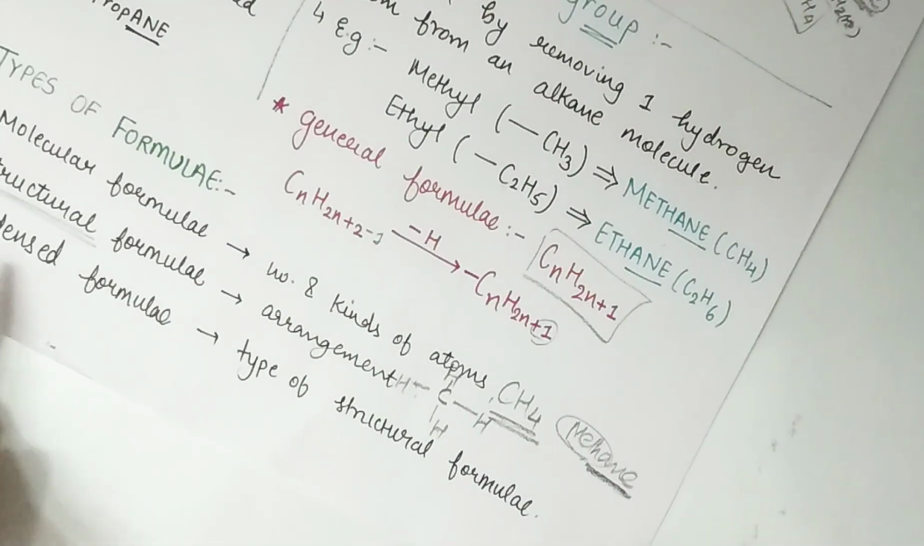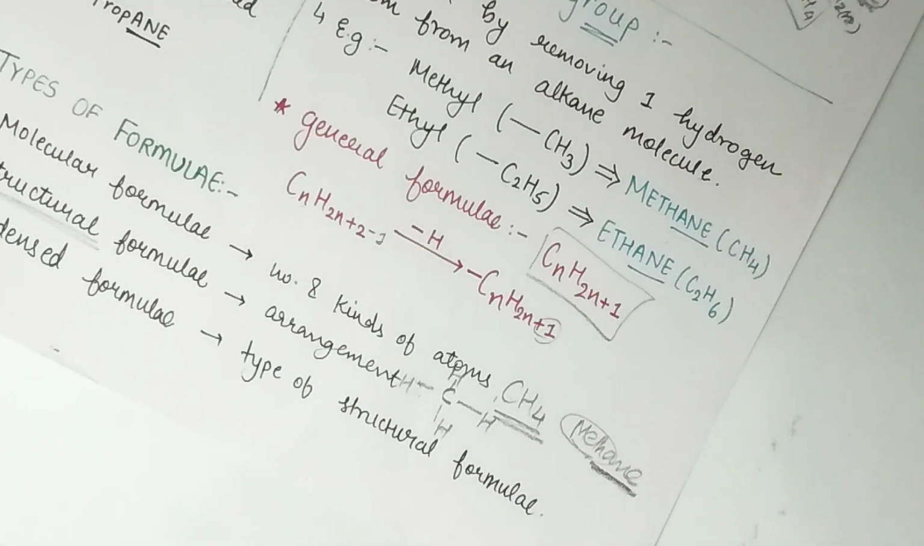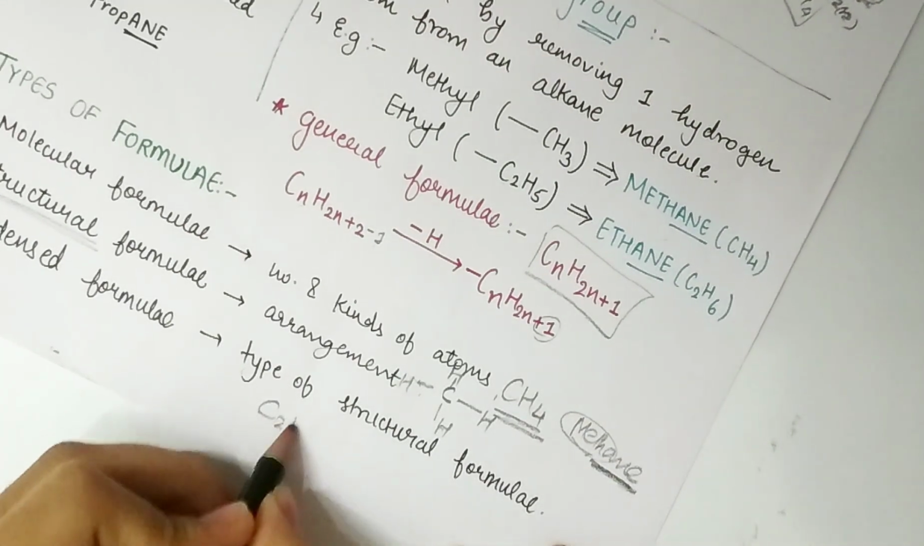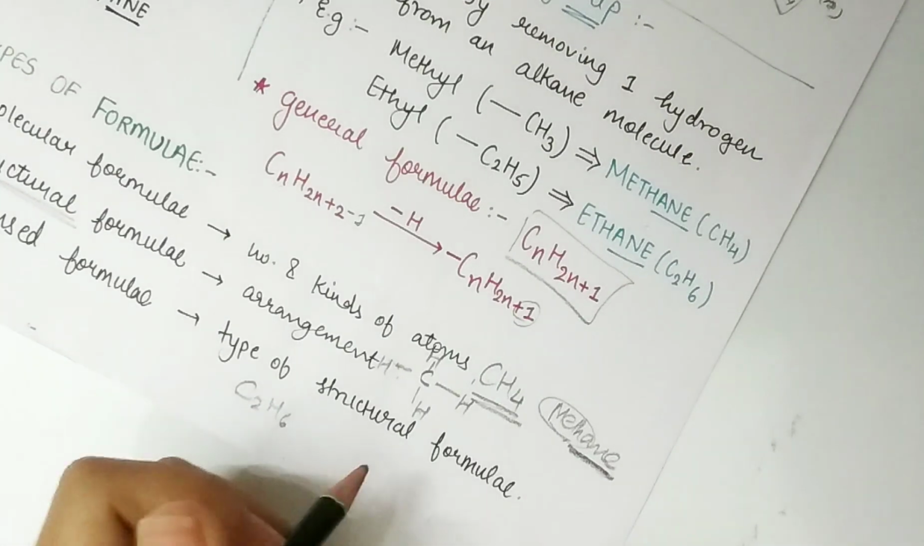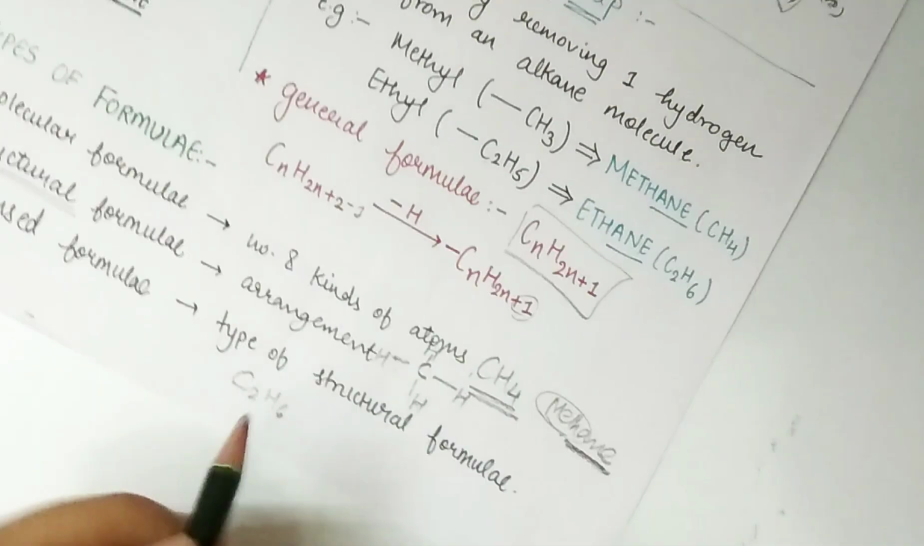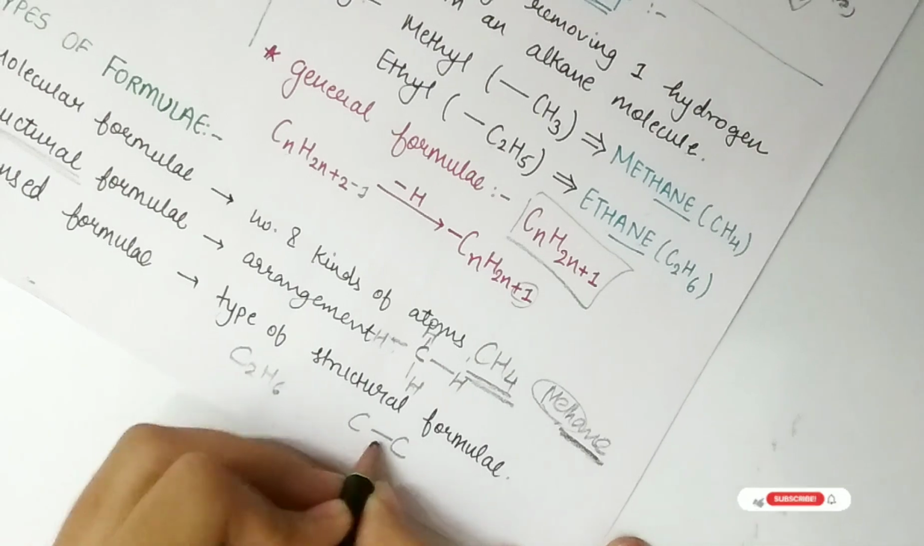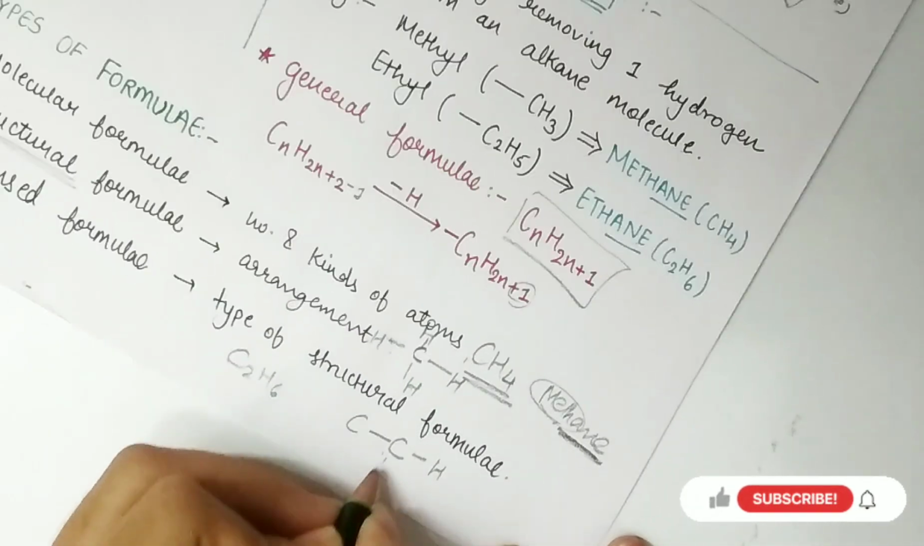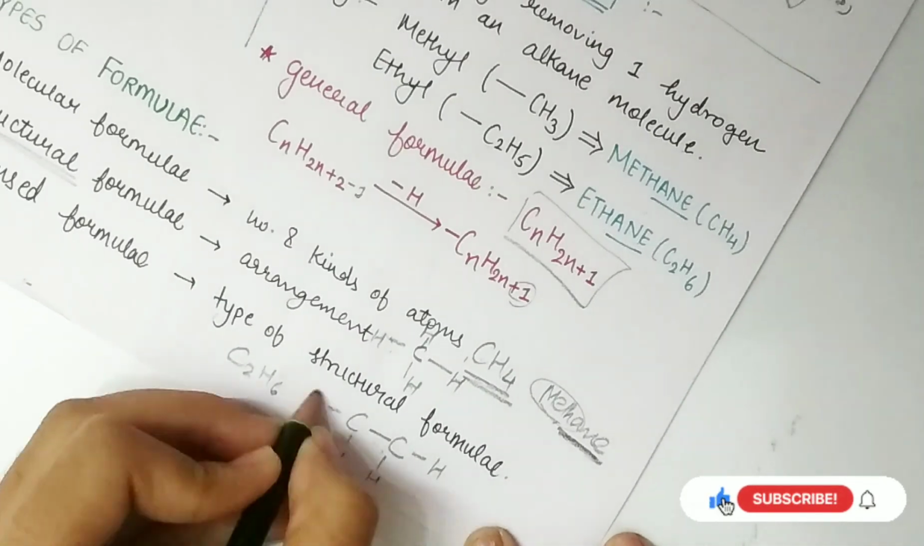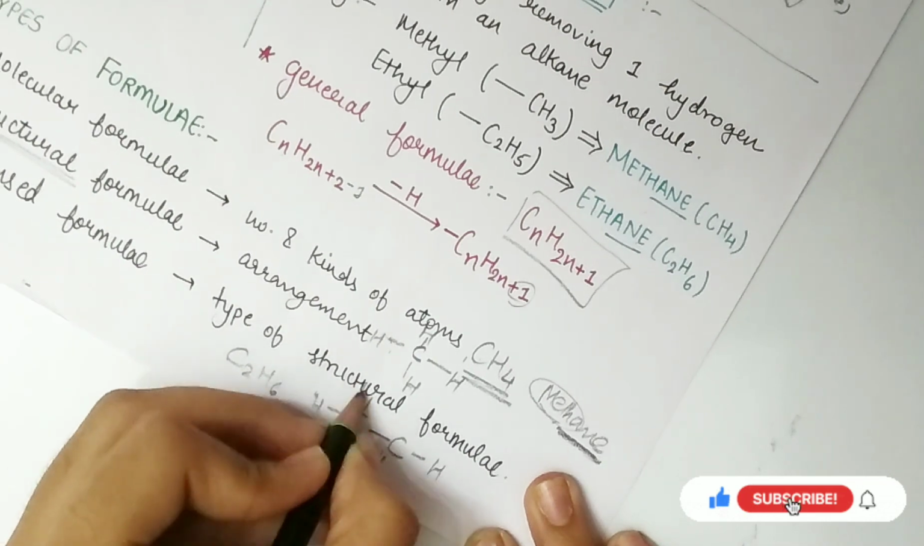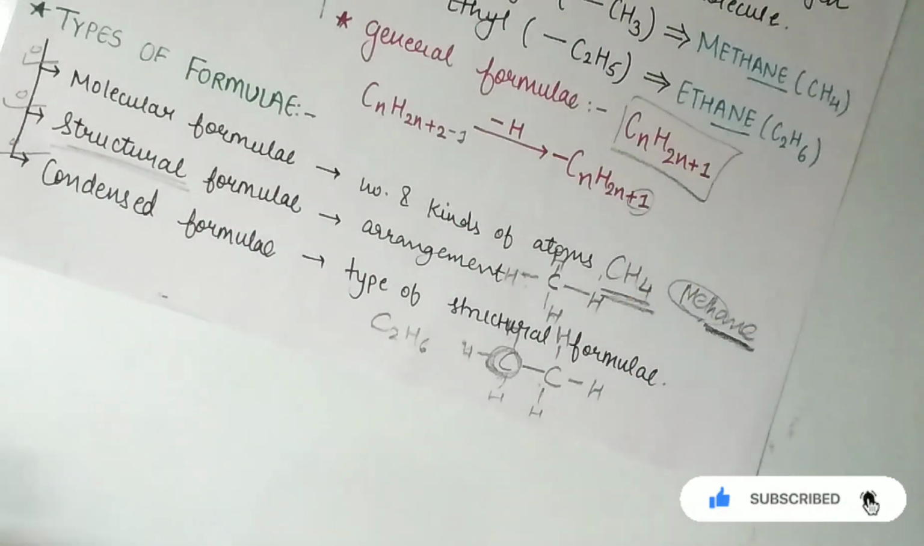Now what is the condensed formula? The condensed formula is a type of structural formula, but condensed means narrowing it down, right? Like if I say C2H6, ethane, then this is the structural formula which I'm drawing. It's okay if it doesn't make sense. I'm just going to show you what the condensed formula does. Condensed formula means narrowing it down, shortening it.